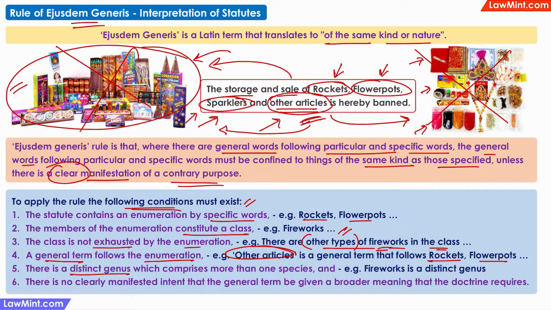There is a distinct genus which comprises more than one species. In simple words, all of the fireworks can be put into a single class or a genus. There is no clearly manifested intent that the general term be given a broader meaning than the doctrine requires, which means that the statute does not clearly indicate that the scope of these words, other articles, is to cover articles other than fireworks. If all of these conditions are met, then the rule of Ejusdem generis can be used.